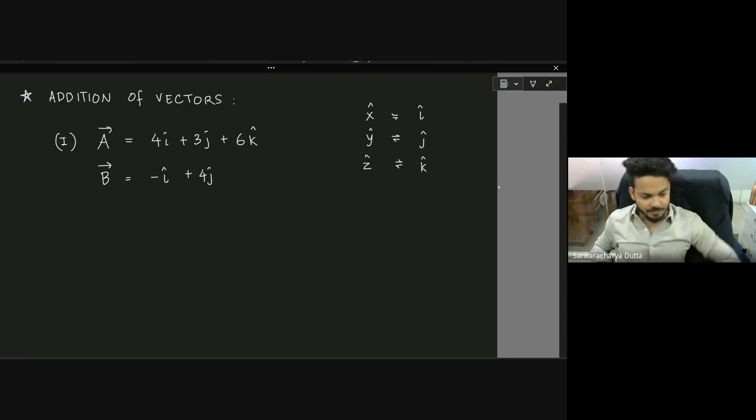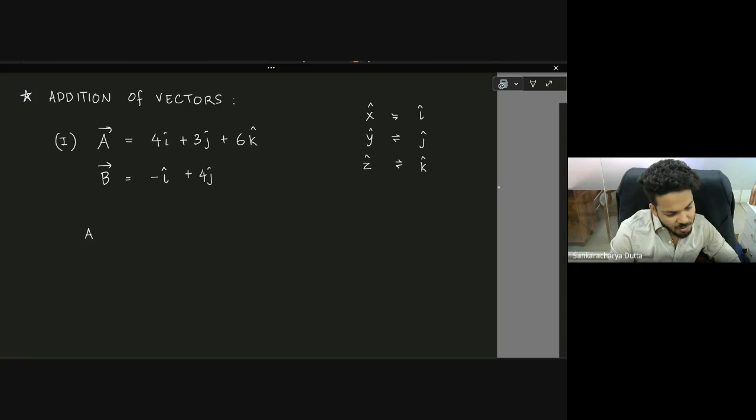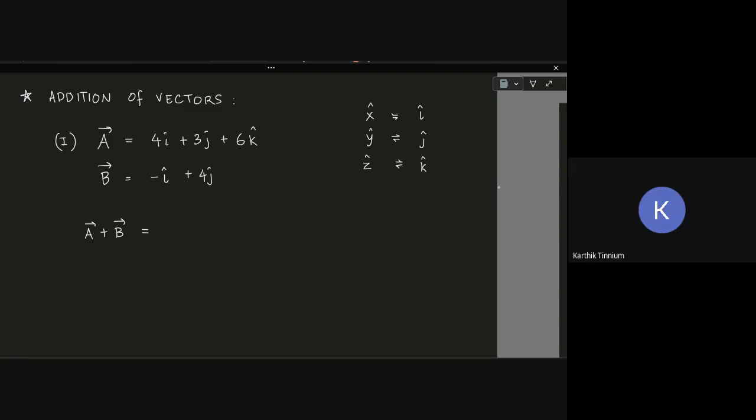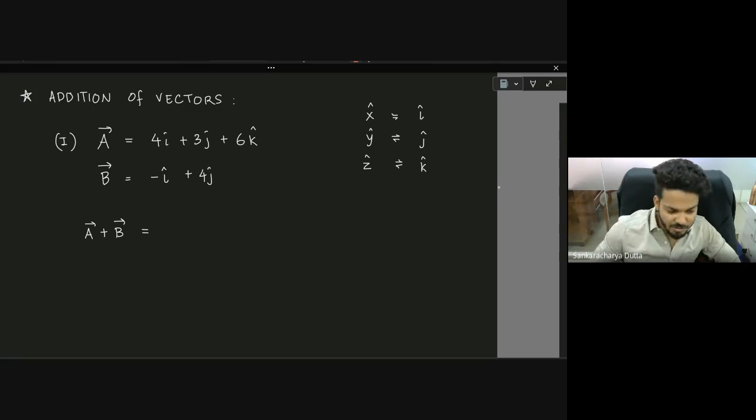That's it. Can anyone help me find out how much is a vector plus b vector? Please use your intuition and tell me what I should do. 3i cap plus 7j cap plus 6k cap. Yes, awesome. I told you in the beginning you can add vectors only if they're in the same direction. So how do I find a vector plus b vector? Just add i to i, j to j, and k to k. So 4i minus i is how much? 3i. So I'll write it like this, 4 minus 1 i.